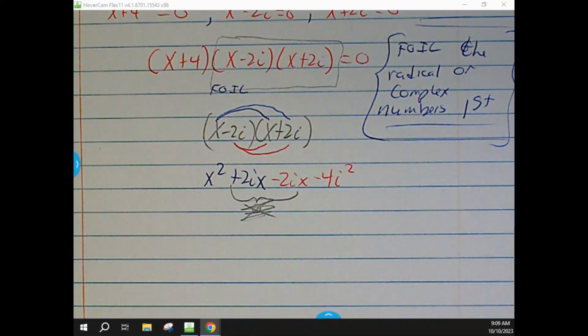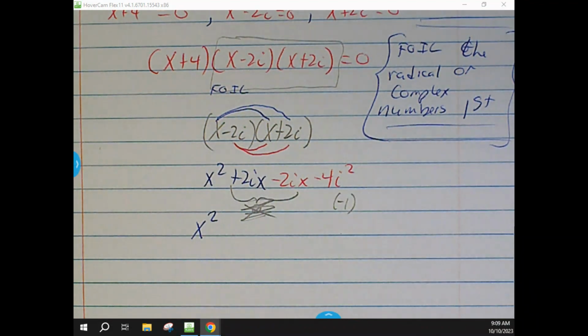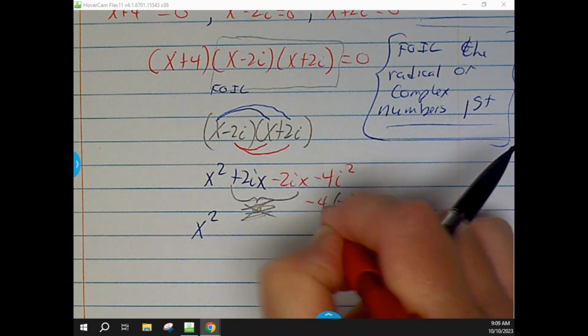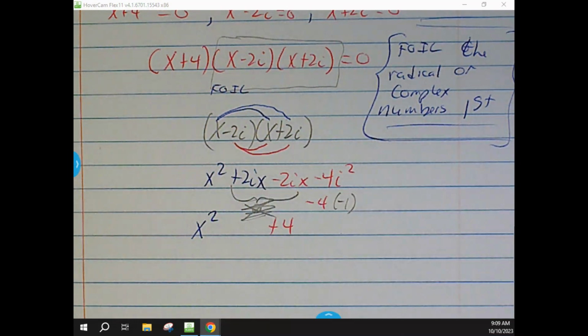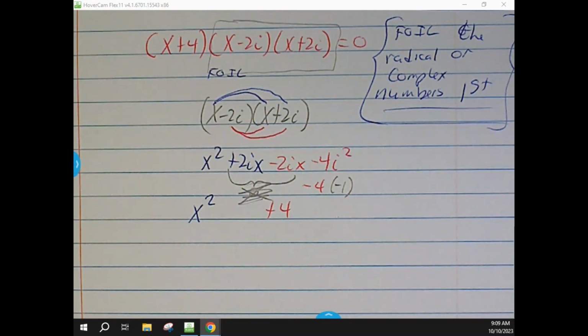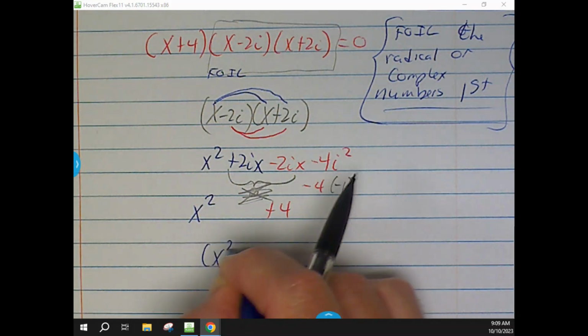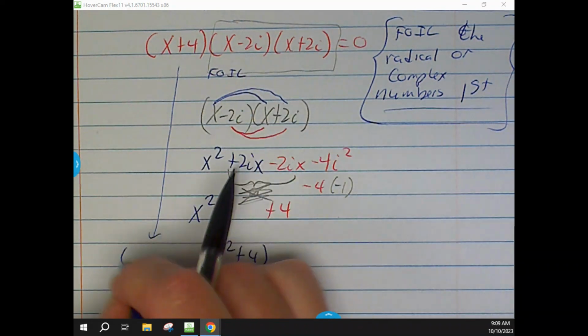So we've got x squared. And remember, if you multiply and get i squared, that's the same thing as negative 1. So that's negative 4 times negative 1, which is just a positive 4. When you multiply these two complex numbers together, it comes out really nice and neat, because now it's just x squared plus 4. And we still have to drop down this x plus 4 that was here.